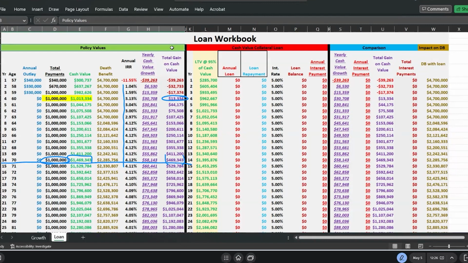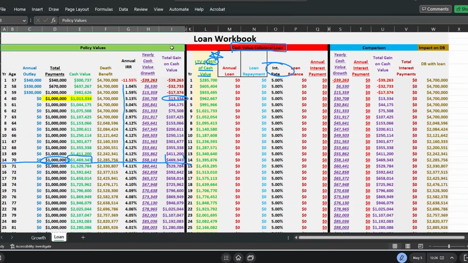Then to the loan side. So this is it right here. When I look at loans, LTV at 95% of cash value. 95% in most cases is about the maximum loan you can take against your policy. So if I've got a cash value balance of $1 million and I ask what is the maximum loan, usually it'll be 95%, which would be $950,000. Some companies are a little bit higher, some are a little bit more conservative. This is a good number just to set expectations. Loan interest rate, in this example, 5%. Different companies will have different rates.